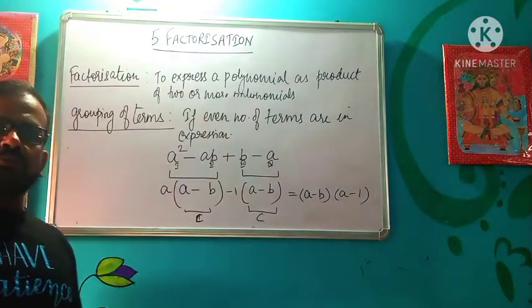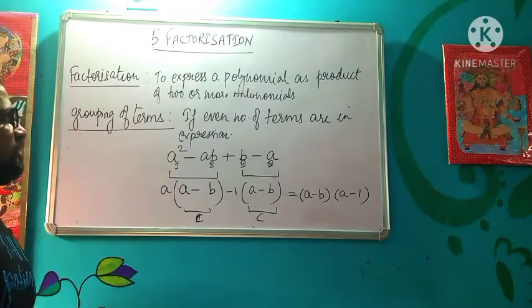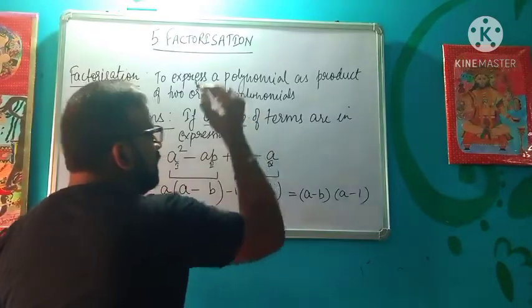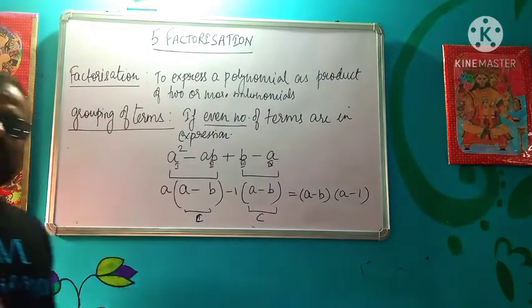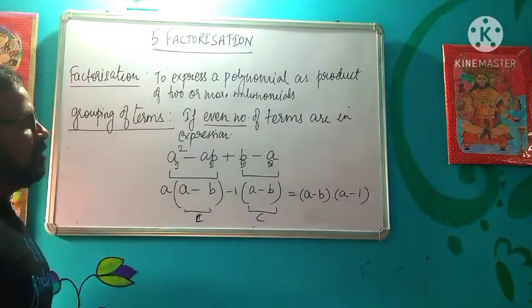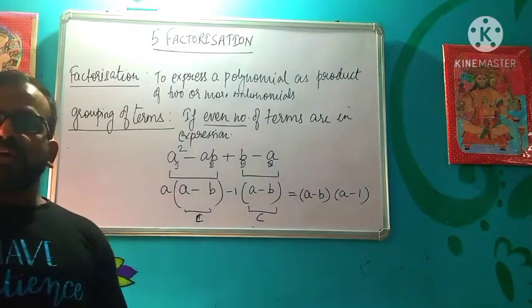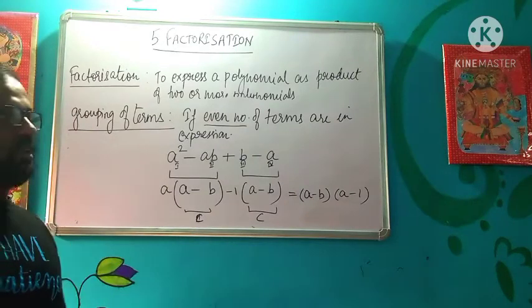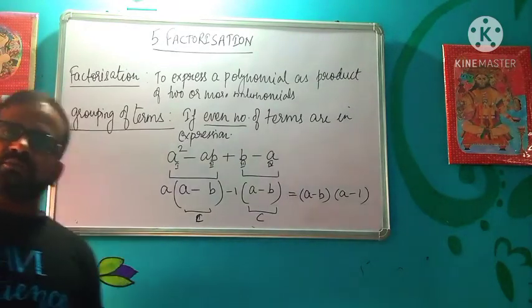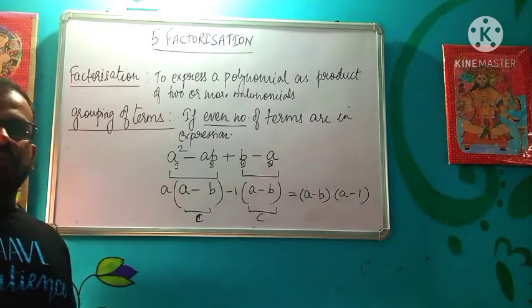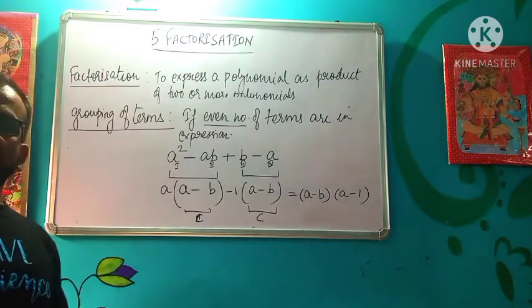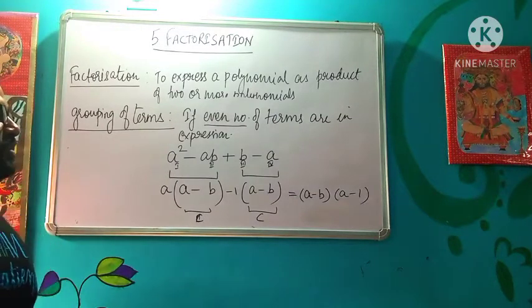If you have failed to apply the common term method, then we will use the grouping of terms method first. The very important thing is that the expression should contain an even number of terms. Even number means 2, 4, 6, 8 like this. If an even number of terms are there and you are not able to apply the grouping method, then we have other methods for quadratic polynomials that we will discuss when we do those types of questions. These two methods we will use for solving the very first exercise, that is exercise 5A.